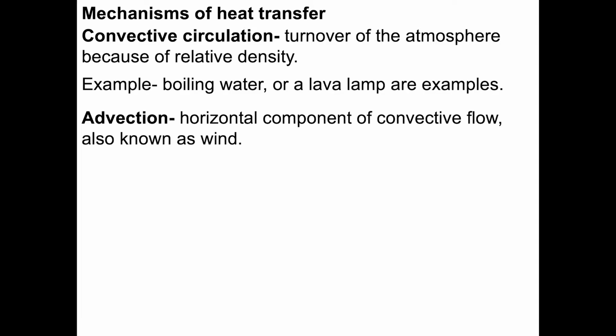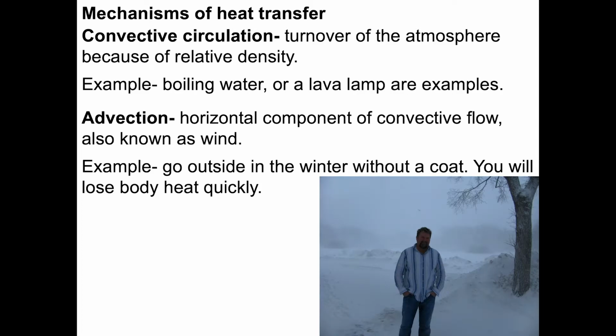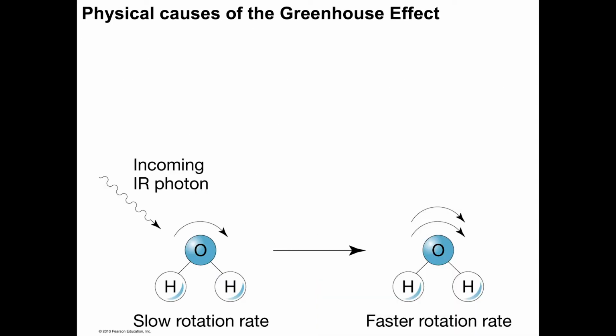Advection is a different way of moving heat. This is the horizontal component of convective flow, and we call it wind. One way to experience this is to go outside in the winter, where you can really feel the airspeed. If you go out without a coat, you can feel it removing the heat energy from your body, taking all that energy, which brings us to the greenhouse effect and the physical causes.